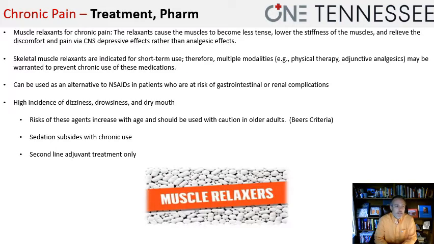There is a high incidence of dizziness and drowsiness and dry mouth with these drugs. The risk of these agents increases with age and they should be used with caution in older adults, and they're included on the BEERS criteria list. Sedation typically tends to subside with chronic use, but remember, these are designed for short-term use, so should be used just for short-term periods if possible. And they're a second-line adjunctive treatment only, so this shouldn't be your primary go-to pain treatment.